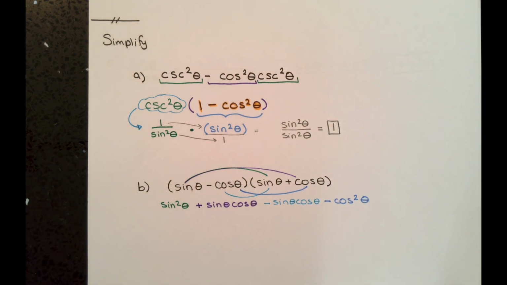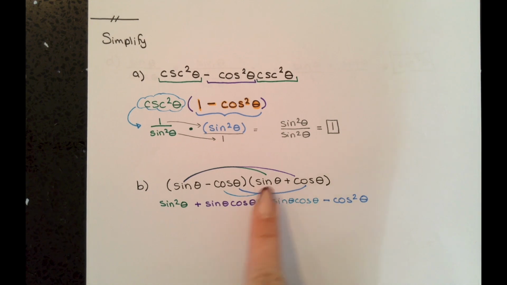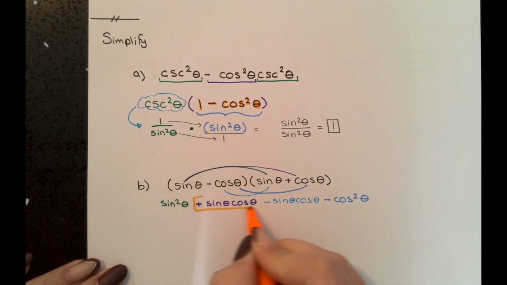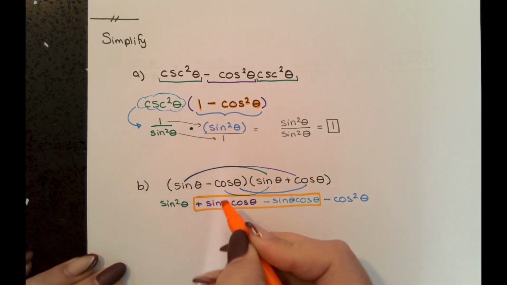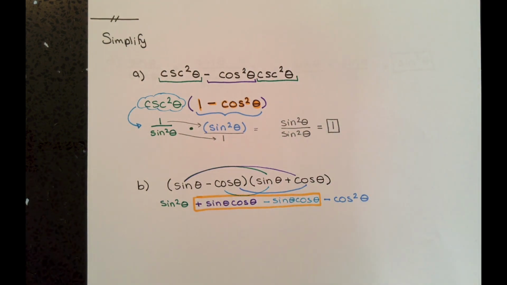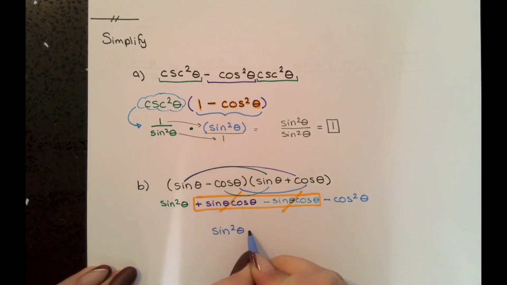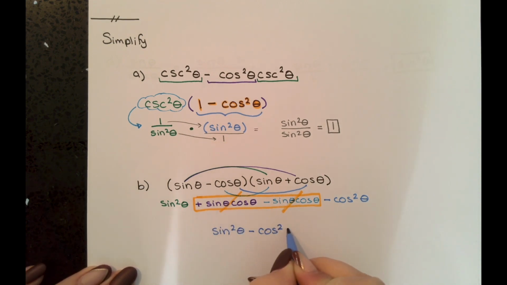And so the pattern is you take the A value, which is sine of theta, square it, minus your B value, which is cosine. Your middle terms will end up subtracting out. You have sine cosine minus sine cosine. That's gone. So you're just left with sine squared of theta minus cosine squared of theta.